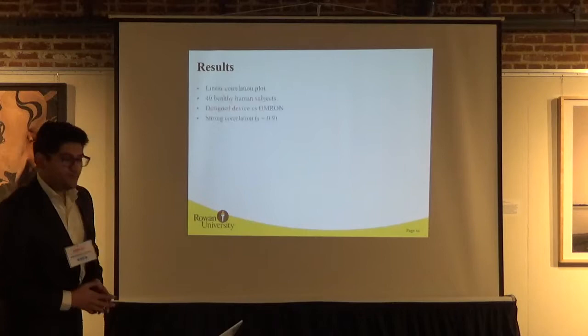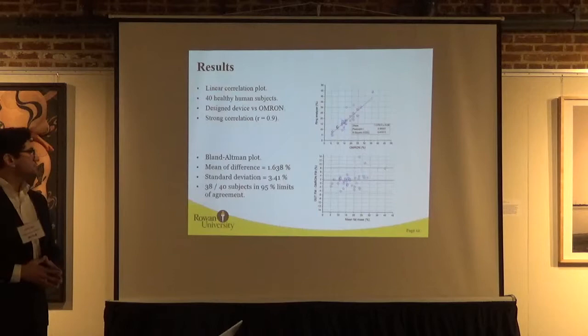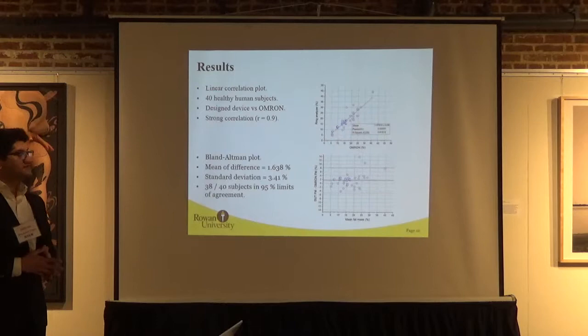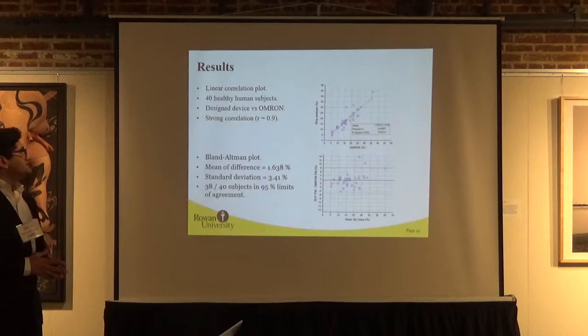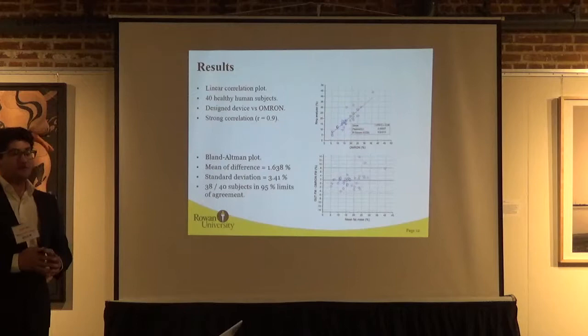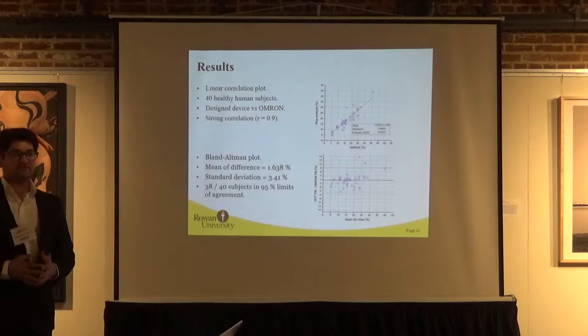The designed device was compared with the commercially available body fat monitors. So the first graph you can see is a linear correlation plot between the Omron, a commercial device for body fat estimation, and our device. An IRB was obtained from Rowan University School of Medicine, and the device was tested for 40 healthy human subjects. Pregnant women and subjects under 18 were not considered in this study.